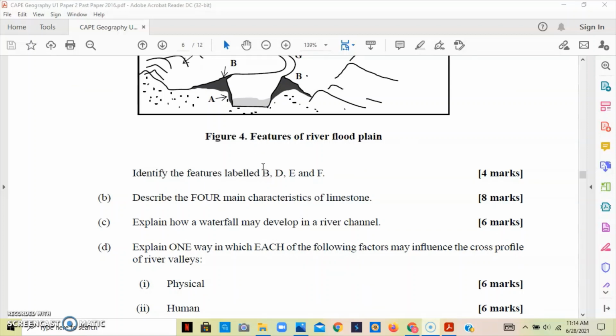Part B asks us to describe 4 main characteristics of limestone. Some of the characteristics of limestone that you can look at are the chemical composition. And remember that limestone has more than 80% calcium carbonate.